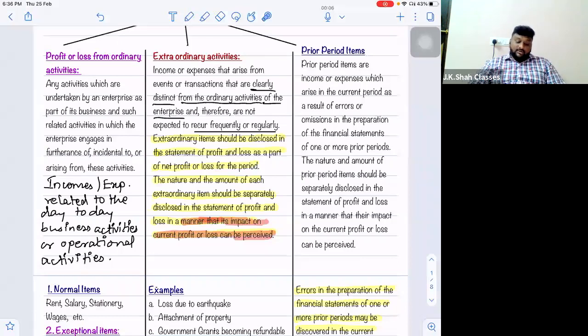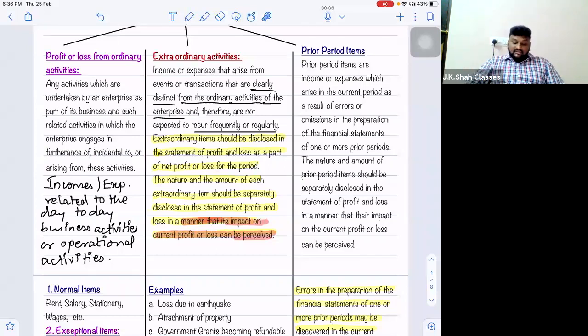Now, when I talk about prior period items, first I'll have a look at the definition. It says: prior period items are incomes or expenses which arise in the current period as a result of errors or omissions in the preparation of the financial statements of one or more prior periods. Technically, these are errors or omissions which took place in prior periods, but now they arise either in the form of an income or an expense, because you're rectifying the error.